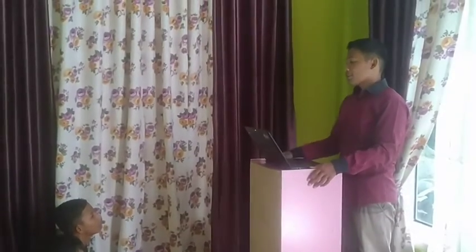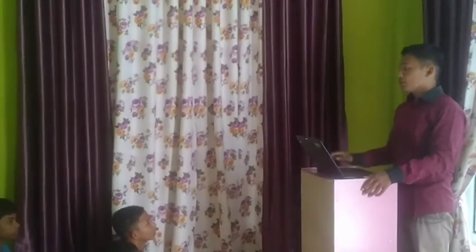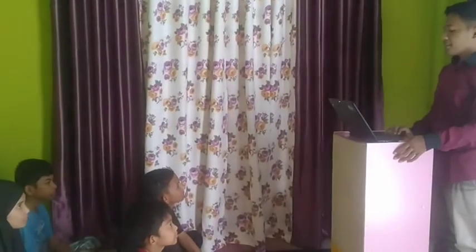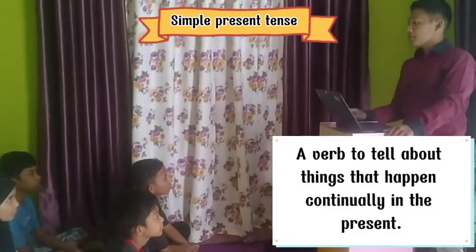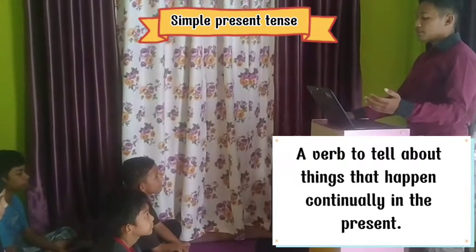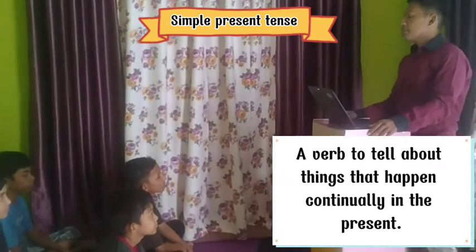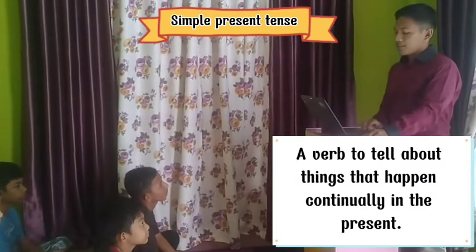Alright, after we know what grammar is, we move to the simple present. But today we only learn two tenses. The first is simple present tense and then simple past tense. So what is simple present tense? Simple present tense is when you use a verb to talk about things that happen continually in the present, like every day, every week, and every month.